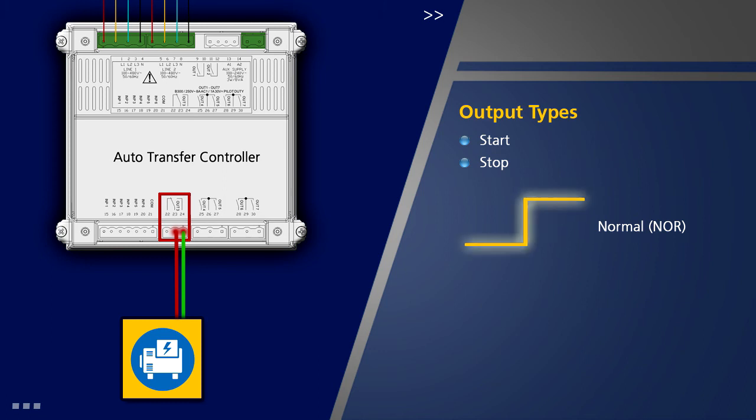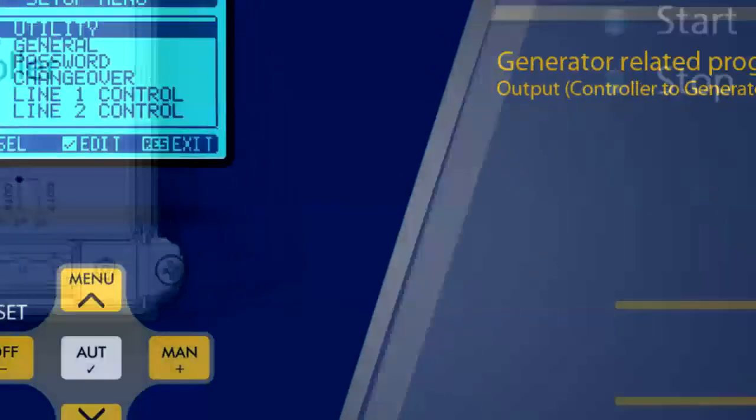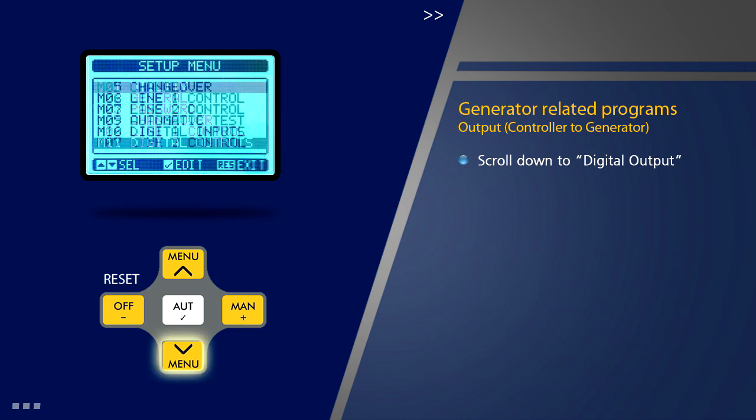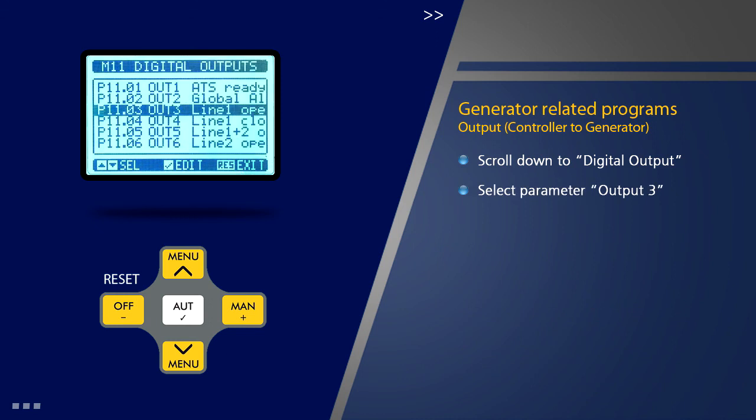An option is also available in which output is high by default and activation leads to de-energizing of that output, which is low to high signal. The procedure for setup is as follows. Scroll down to option 11, Digital Output on Setup menu page and press OK. Select parameter 3, which is output 3 on this page and press OK.